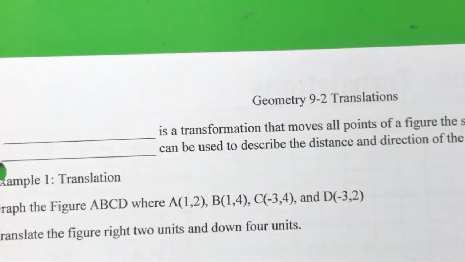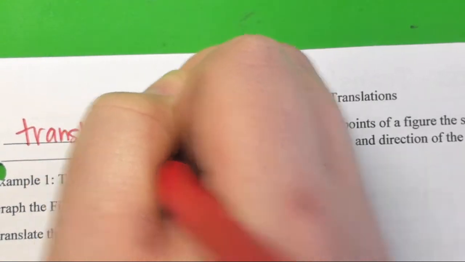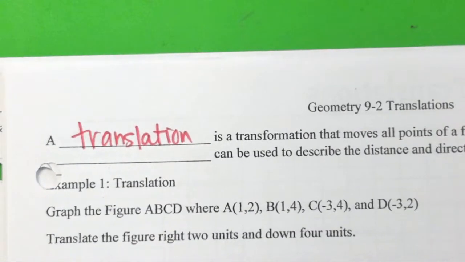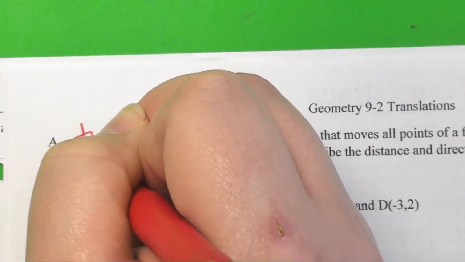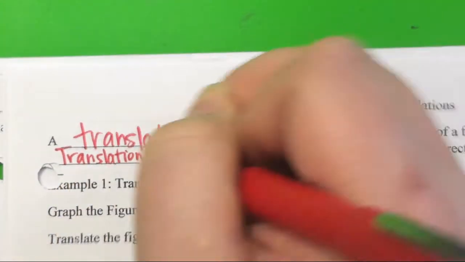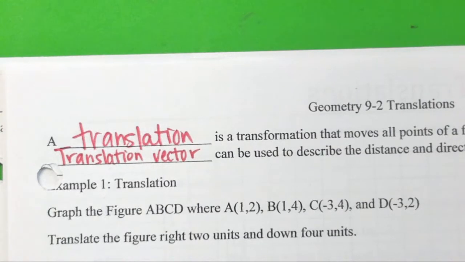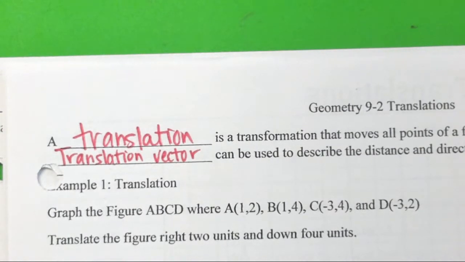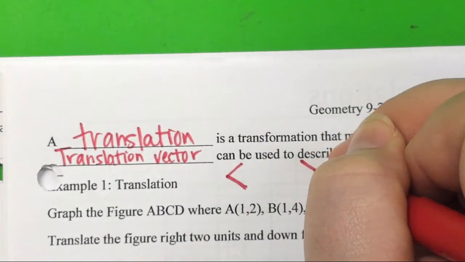So, obviously, a translation is a transformation that moves all points of a figure the same distance in the same direction. And we can use something called a translation vector, which can be used to describe the distance and direction of the translation. And all that means is, instead of an ordered pair, we draw it with arrows.